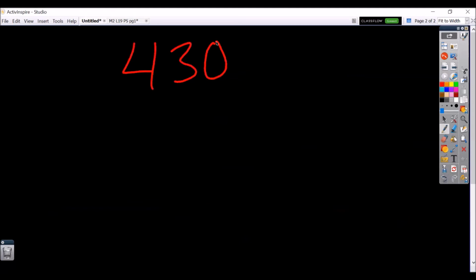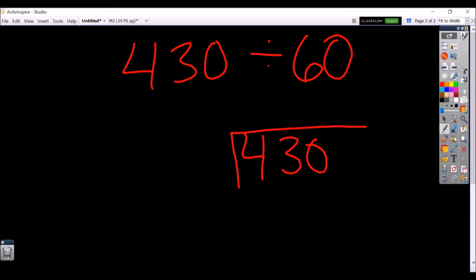So 43 tens, or 430, divided by 6 tens, or 60. So we're going to go ahead and put the dividend inside the den and place our divisor on the outside. Now, we have to think. Does 60 go into 4? Can we take 60 out of 4? No. Can we do 60 taken away from 43? No. Remember, we need more than the divisor to make one group of it.